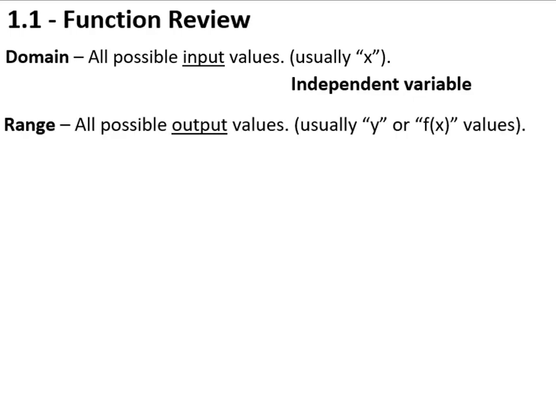Okay. Next is called the range. The range has to do with all possible output values. So this usually has to do with y, or in function notation, f of x values. So this is the values we get back out of our function when we plug in values for x. Okay, so this is usually our y's here. That variable is called the dependent variable. Its value depends on what we plugged in for the independent variable. What we plugged in for x determines what we get back for y.